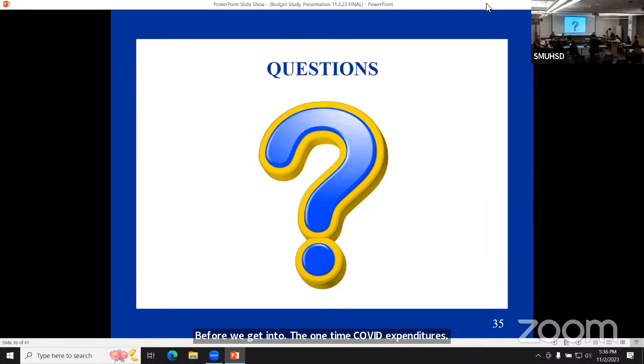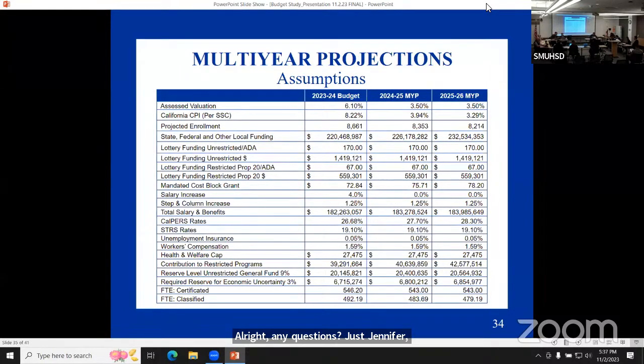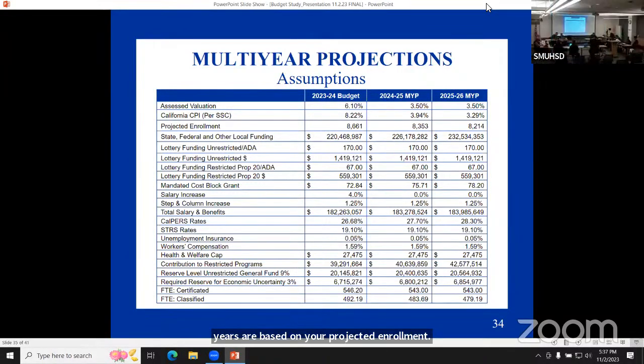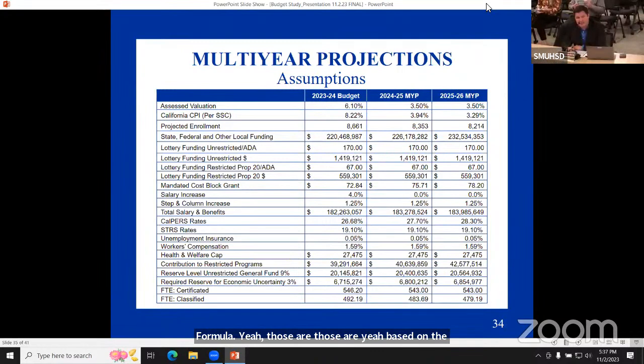All right. Any questions? Jennifer, just make sure I understand. So the assumptions on the FTE for the out years are based on your projected enrollment formula? Yeah, those are based on the staffing that's given to us by HR. And any changes that have been approved by the board.